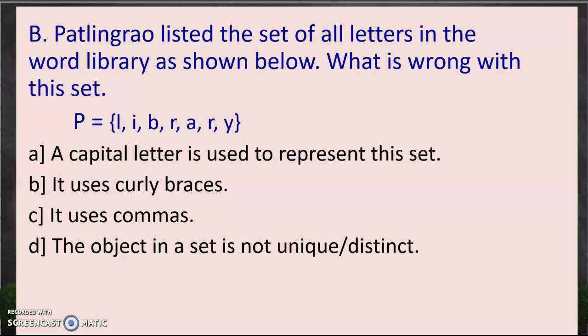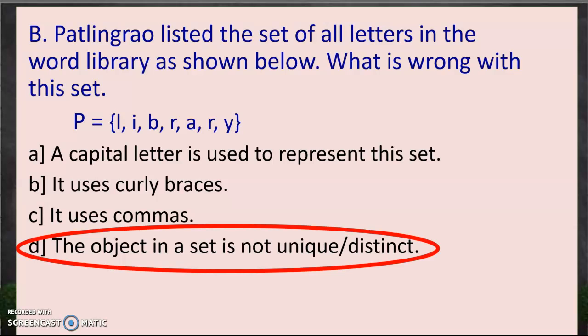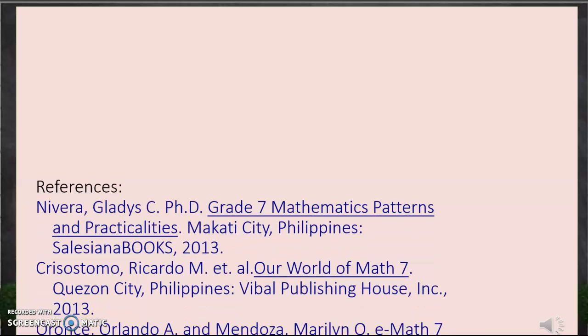So what is wrong? The answer is letter D. The objects in the set are not unique or distinct because of the letter R. You can only write the elements once. Okay, that will be all.